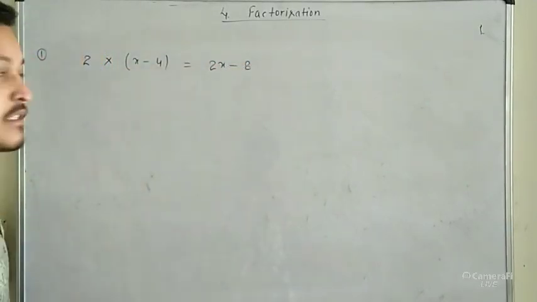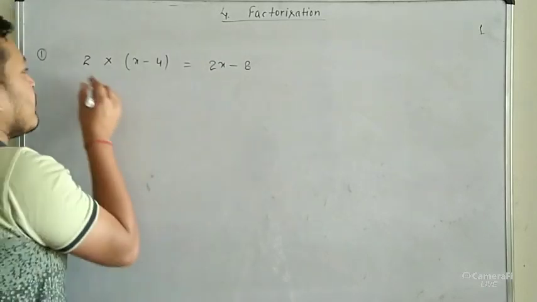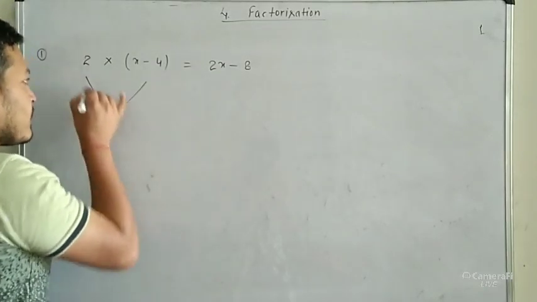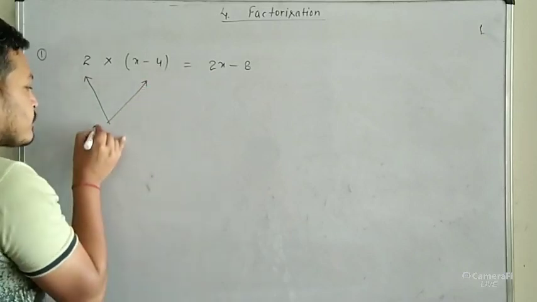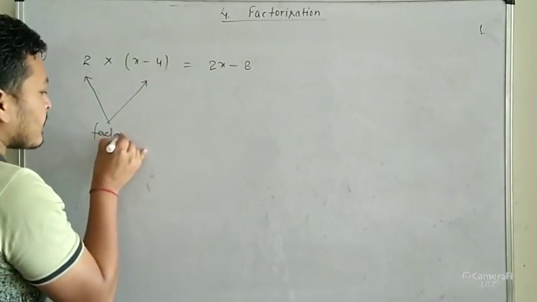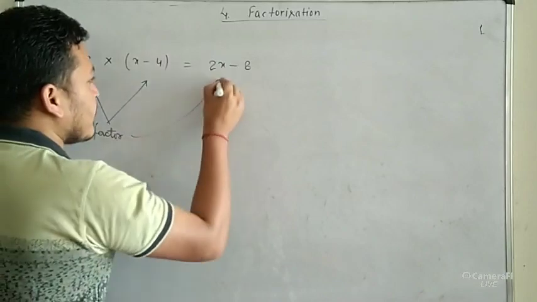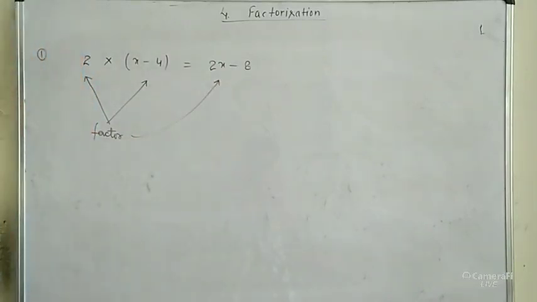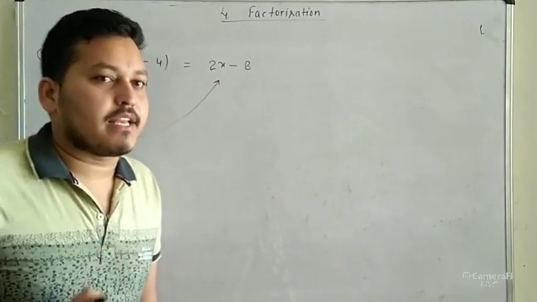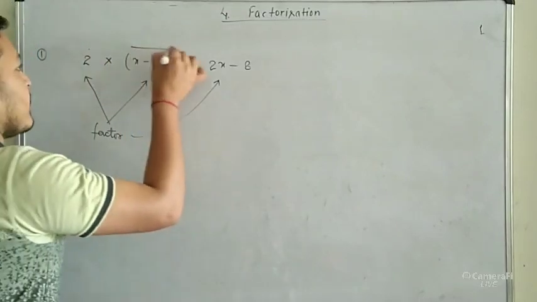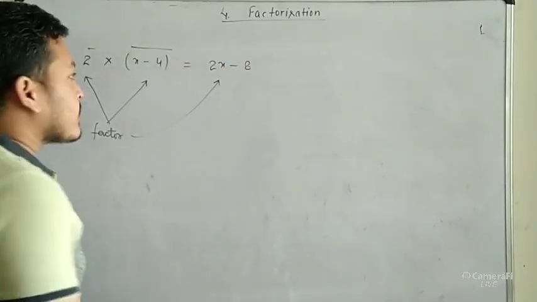It is the same concept here. So here we can say that 2 and x minus 4 are the factors of 2x minus 8. 2 into x minus 4 is equal to 2x minus 8. So 2 and x minus 4 are the factors of 2x minus 8.